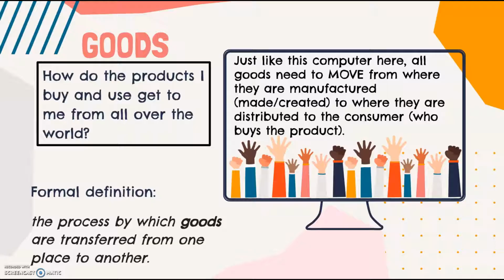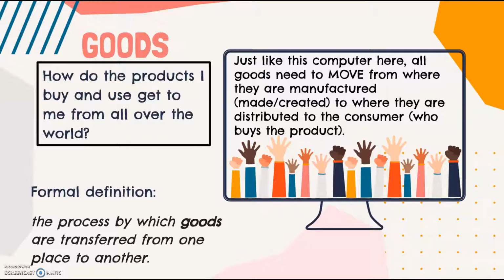So who buys the product? When we look at it that way, you have to think about the fact that not only do they have to be made and shipped, the shipping company is a part of that. There might be a housing facility, and then it also gets shipped to a certain location, a store, or directly to your home. The process by which goods are transferred from one place to the other is that formal definition.